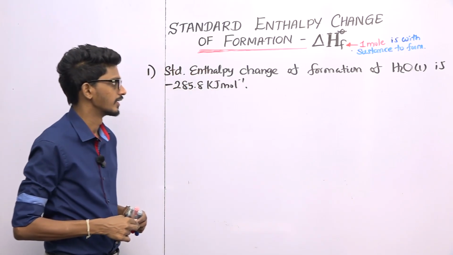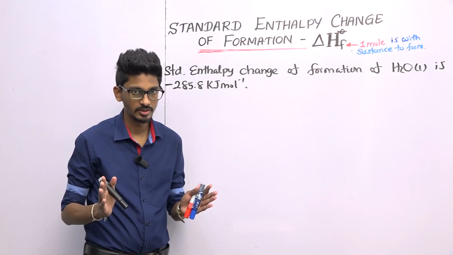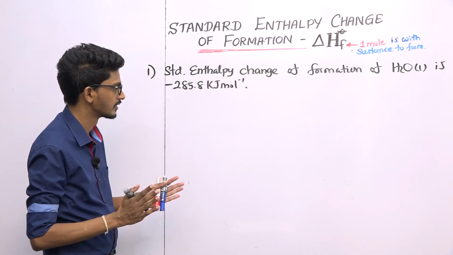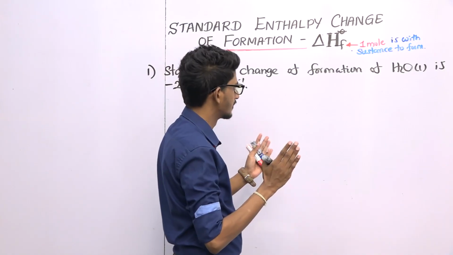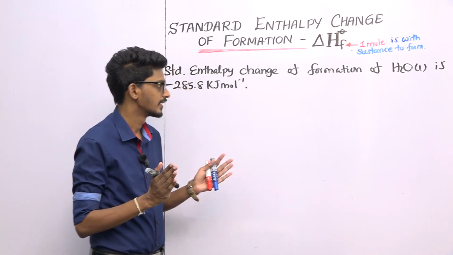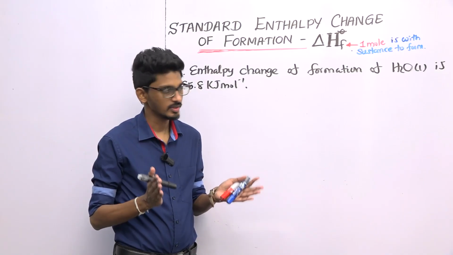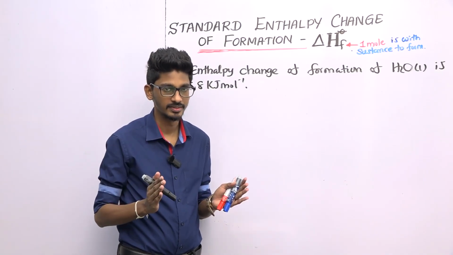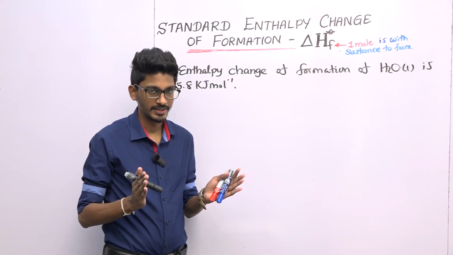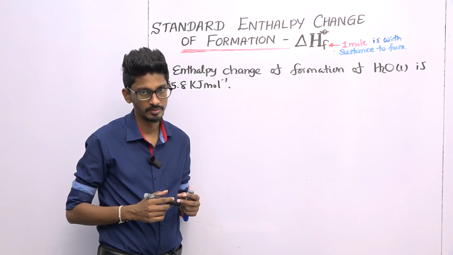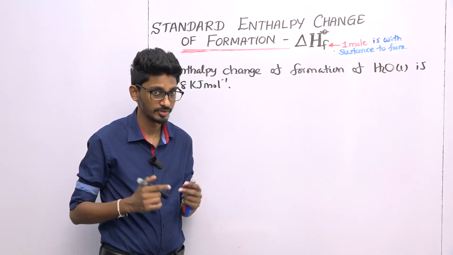Okay, what is the definition? Again, I am telling you. The definition is: it is the enthalpy change that occurs when forming 1 mole of the required substance starting from the reference forms of its constituent elements. Starting from the reference forms of its constituent elements, right?